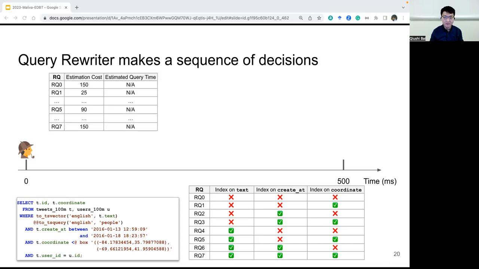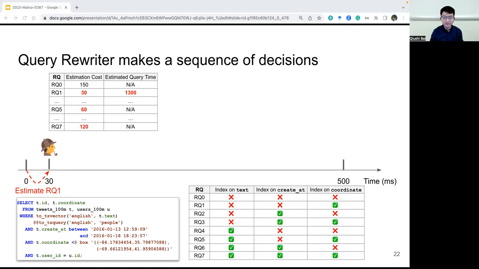Suppose we know the following information as shown on the top of the agent. We know the 8 possible rewritten queries RQ0 to RQ7. For each RQ, we know roughly how much time it takes for the QTE to estimate its query time. Based on previous experiences, the agent may choose to explore RQ1 due to its low estimation cost. And it turns out QTE takes 30 milliseconds to estimate RQ1's query time. The estimated query time for RQ1 is 1.3 seconds.